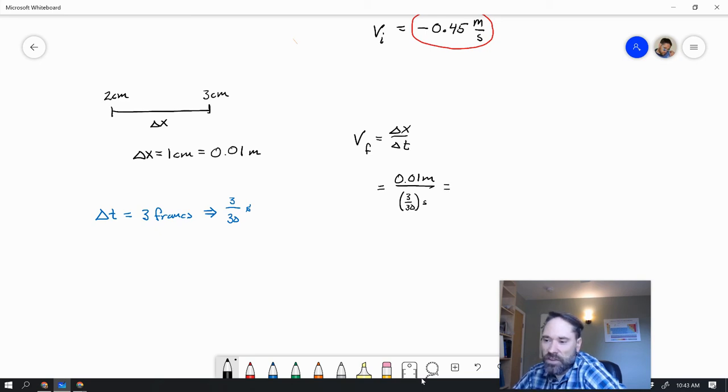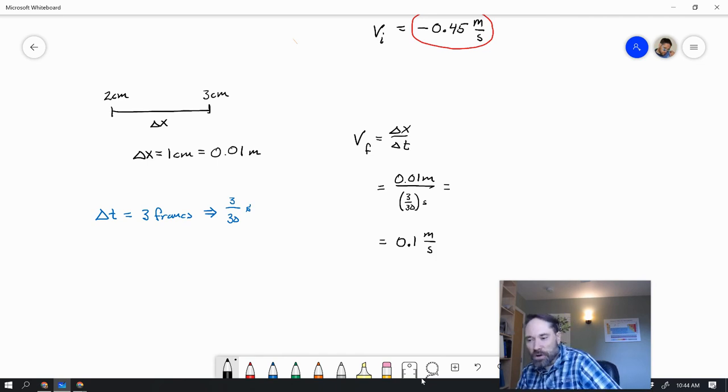Now, do be careful on this. Again, calculator-wise, I would do that with parentheses in there, just like I did before. So I've got now a positive 0.01, and I'm dividing by parentheses 3 divided by 30, end parentheses. And you can see what we're going to walk away with here is 0.1 meters per second.